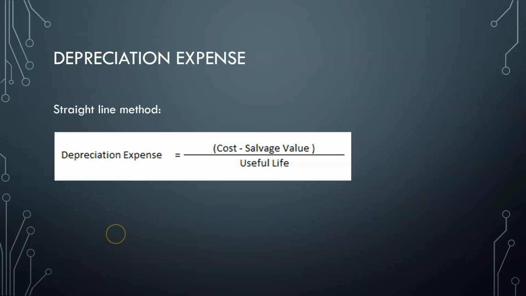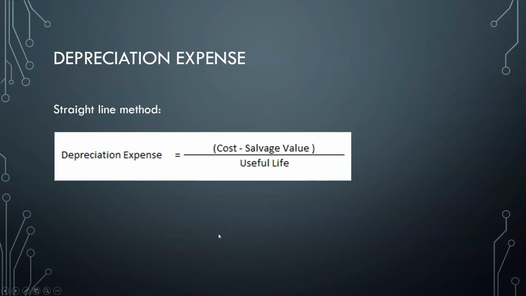Once you have those items to calculate depreciation expense, we use a formula. This formula is the straight line method. There are several other methods we'll talk about later in this course, but this is the easiest. To calculate depreciation expense, you take the cost of the asset, subtract the salvage value, and then find the difference. Once you find cost minus salvage value, you divide that entire numerator by the useful life. We'll do a calculation and an example in a minute.